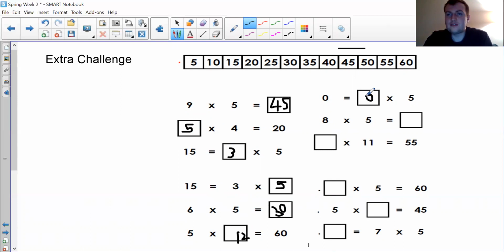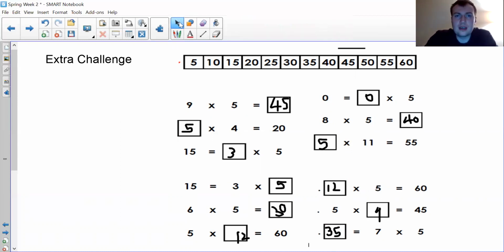To get 0, you have to times by 0. 8 times 5 is 40. 5, we're doing the 5 times table, so it has to be 5 times 11. 12 times 5 is still 60. 5 times 9 is 45. And 7 times 5 is 35. So, mark all those.